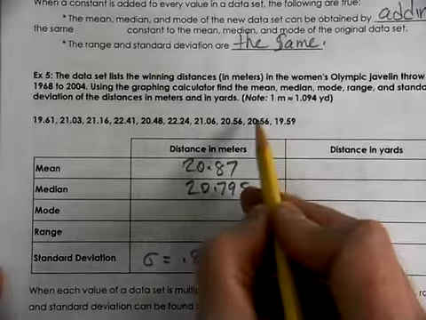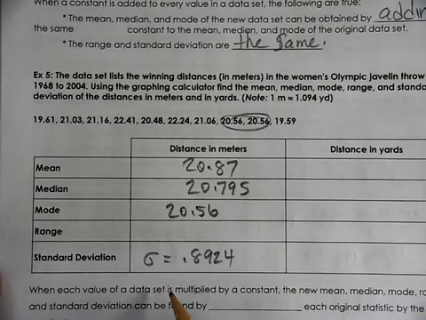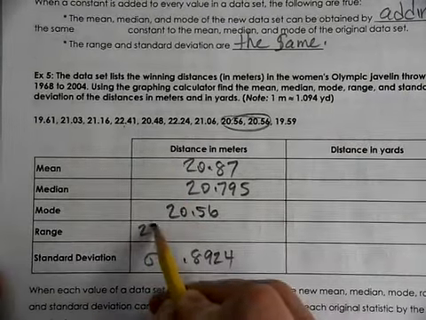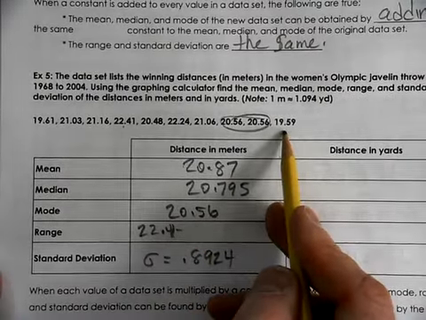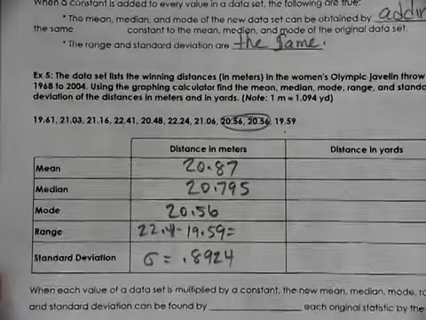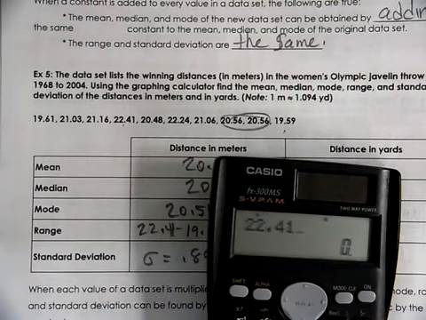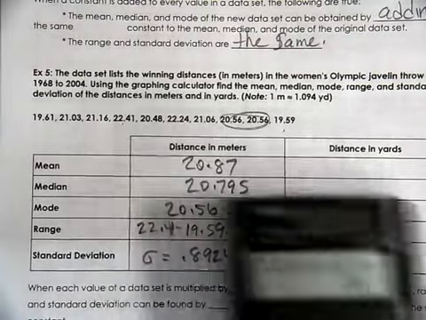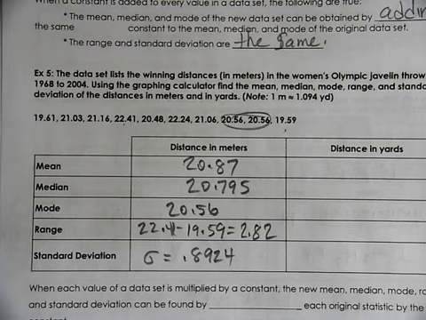Our mode is the number that repeats the most. And the range is the largest number, $22.41, minus the smallest number, 19.59. We got 2.82. Pretty straightforward.